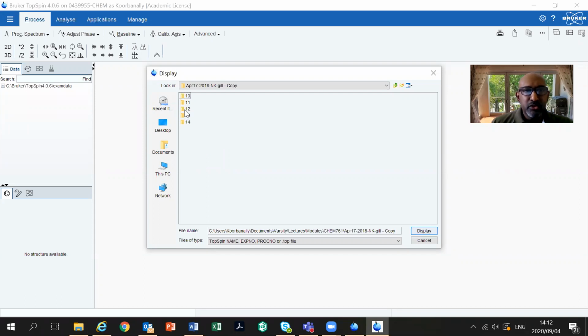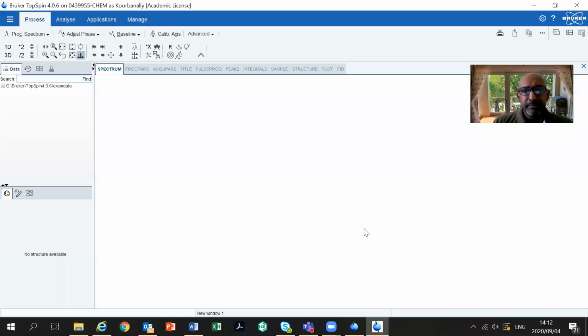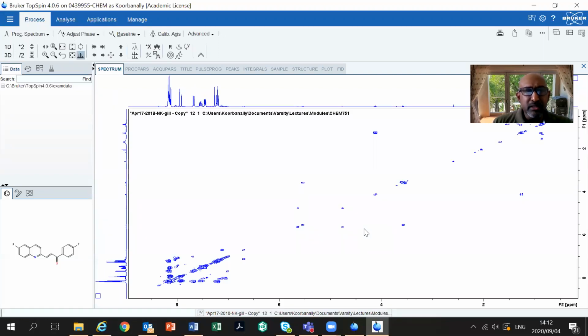Today, we're going to introduce you to 2D NMR spectra. I'm not going to say the simplest, but the easiest, I think, because it just involves one nucleus, the proton, is the COSY spectrum. And that's in experiment number 12. So I'm going to display this and show you what it looks like. So this is a 2D NMR spectrum.